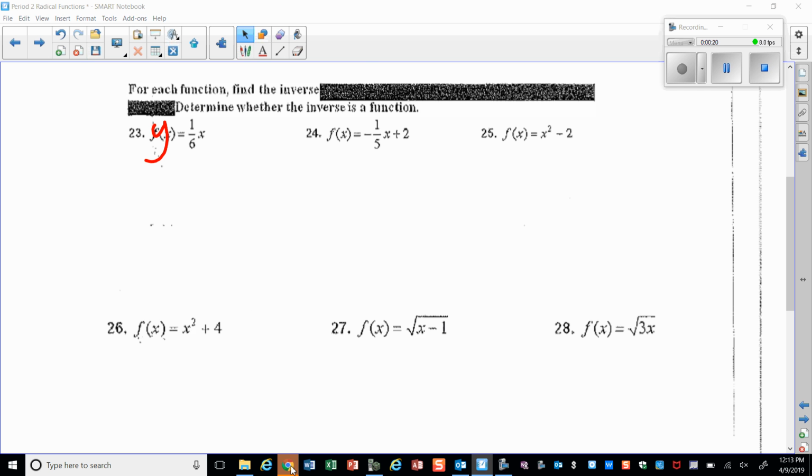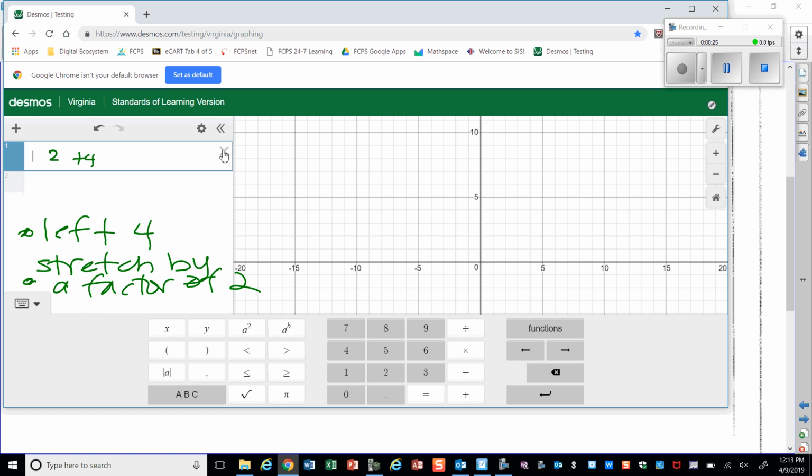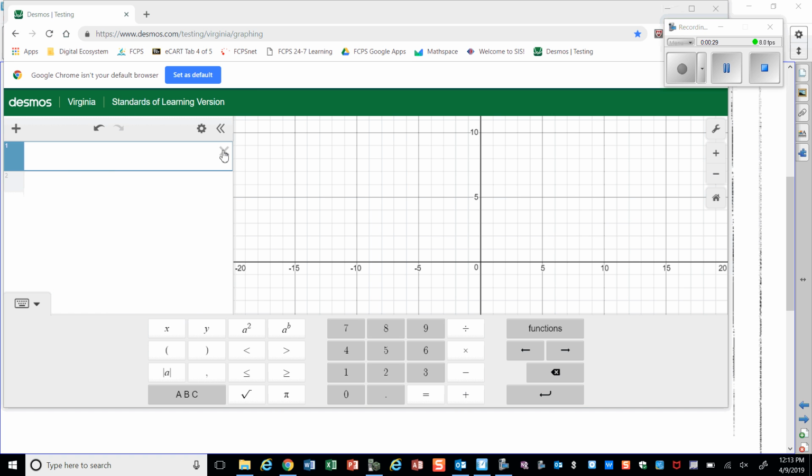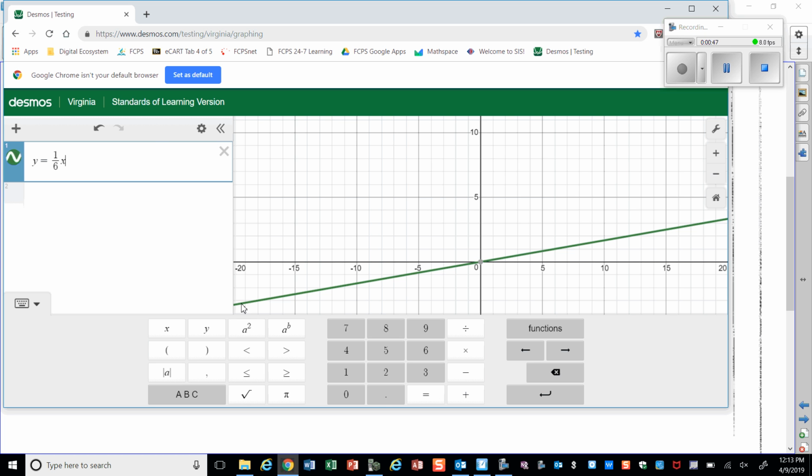I'm going to Desmos, and I'll go y equals 1/6 of x. Okay. And then I'm going to look at the domain and range of the function. So y equals 1/6, so we'll make that into a fraction, 1/6 of x. Okay, so there it is. There's my line. And so now I want the inverse of that.